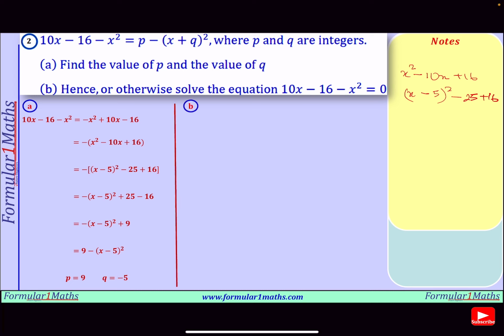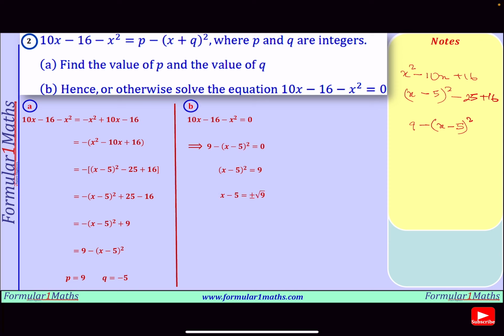For b, we are told to solve this equation here, but we know that 10x minus 16 minus x squared can be written as 9 minus (x minus 5) all squared. So we can now equate this to 0, and then I can take this term to that side to make it positive, and I'll get that. Find the square root of the right and left hand sides of the equation.